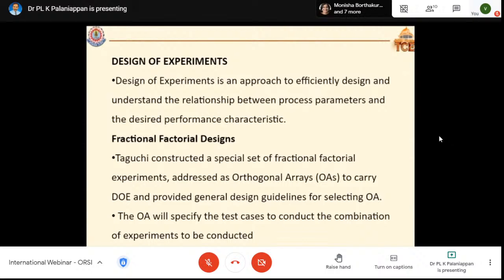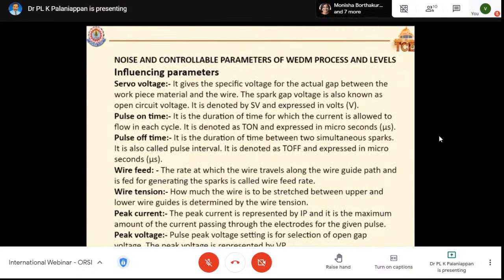We have done the fractional factorial designs, and this one I want to spend some time on because these are the influencing parameters connected to that particular machining process. There is servo voltage, the voltage given for the actual gap between the workpiece and the wire, used to maintain that spark gap. Pulse on time is the duration for which the current is allowed, and pulse off time is the interval between successive sparks. Then wire feed, wire tension, peak current, peak voltage.